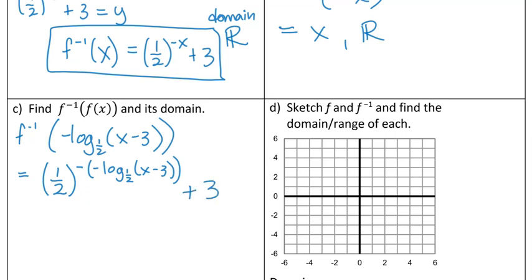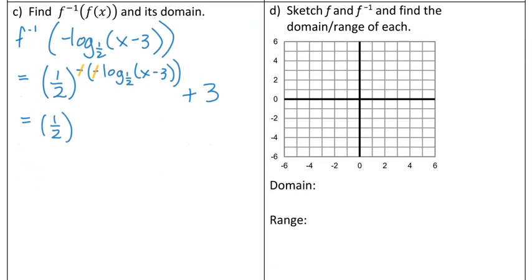This time, the first thing to go are the negative signs. We multiply -1 by -1, we get 1, and we're left with 1/2 to the log base 1/2 of x minus 3, and then all that will be plus 3. The exponential and log, both base 1/2, will cancel, so we're left with x minus 3 plus 3. And the 3's will cancel, and we're left with x.